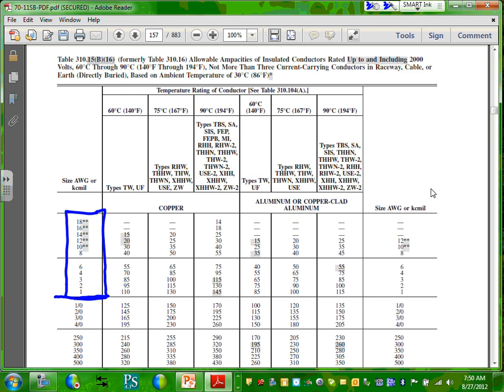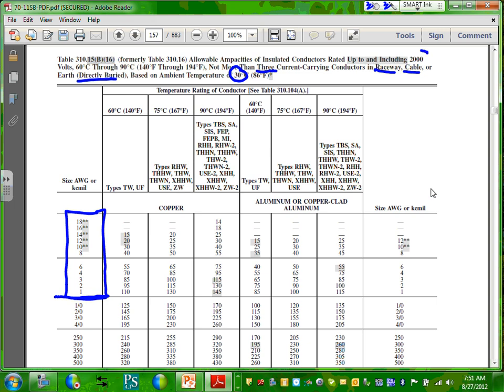Can you guys see this is 310.16? The issue with it is there are so many temperature ratings. Let me just walk you very quickly through 310.16, the limitation. This is only for 3 conductors carrying current in a raceway or a cable, or directly buried, in air based on an ambient temperature of 30. Can you guys see that?